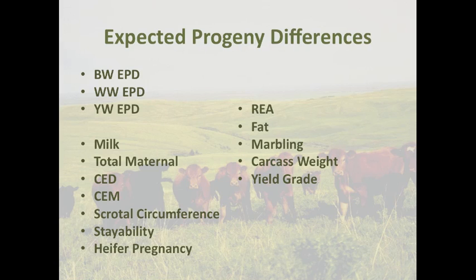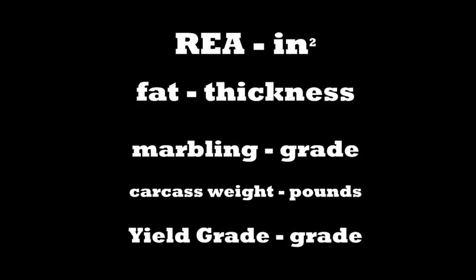The next suite of EPDs that we provide to our membership is carcass EPDs: ribeye area, fat, marbling, carcass weight, and yield grade. Yield grade is an odd EPD in that the lower the number, the better it is. Ribeye area is in square inches, the area of the ribeye. Fat is in inches, the thickness of the back fat. Marbling is in grade, so it's a score. Carcass weight is in pounds, and yield grade is a grade score.